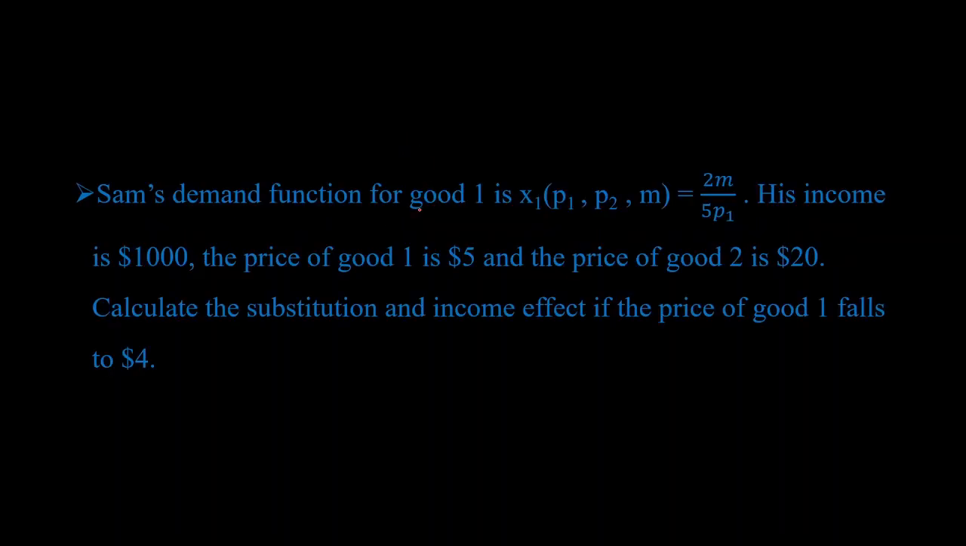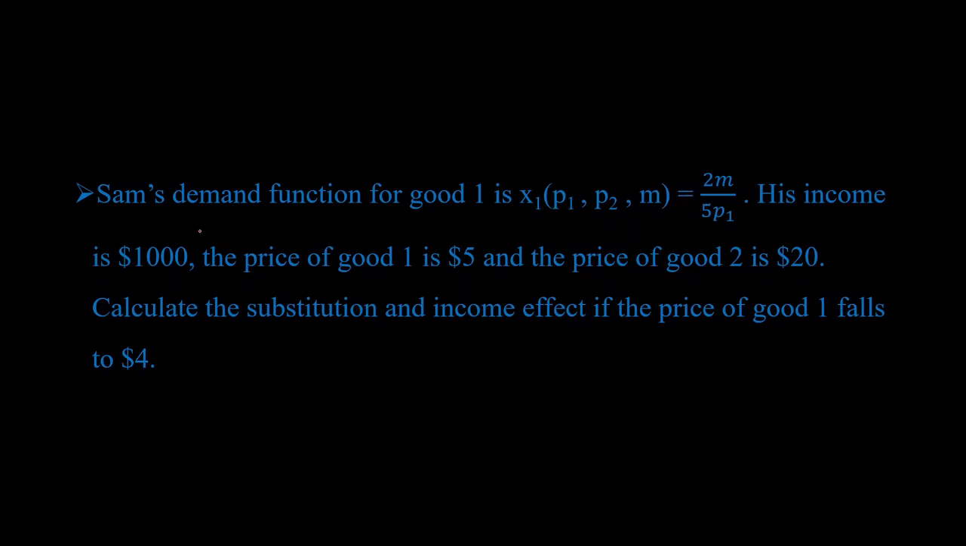Alright, in the last video, we tried to develop an understanding of the substitution and income effects. In this one, we'll go through a question asking us to solve for the same. So Sam's demand function for good one is x1 = 2m/(5p1).